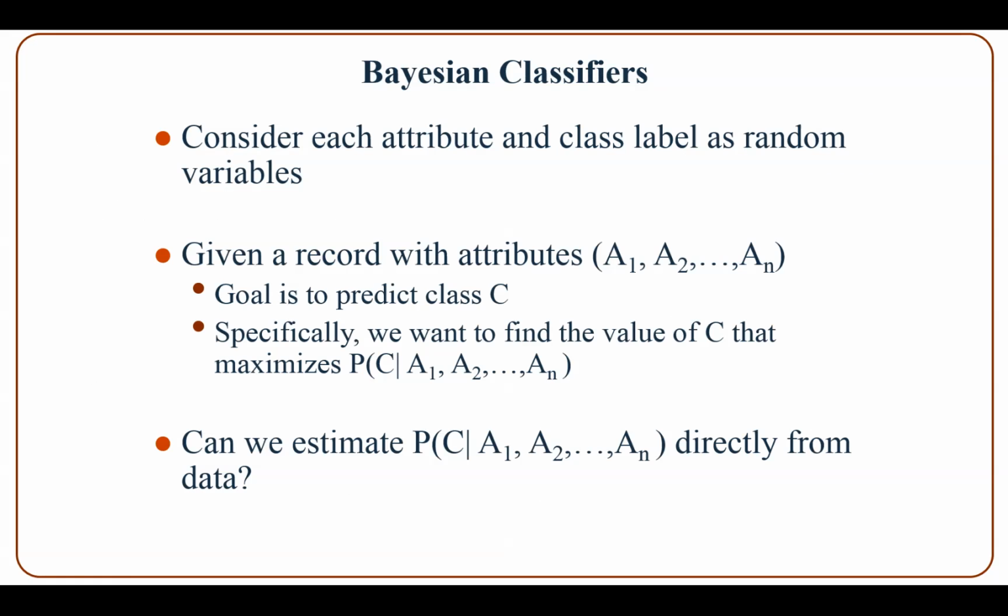Given a data set, we consider each attribute and class label as random variables. Given a record with attributes A1, A2, and up to AN, the goal is to predict class C. Specifically, we will find the value of C that gives the maximal probability P of C given the attributes.